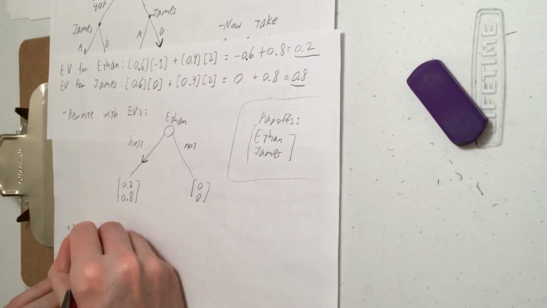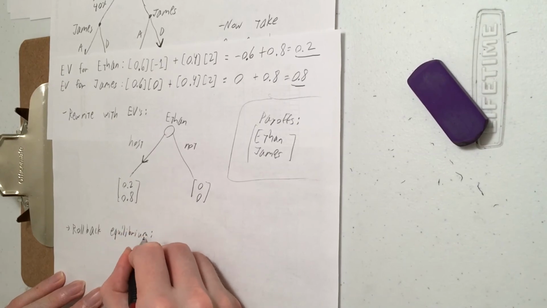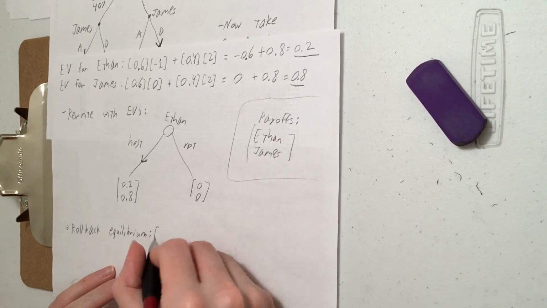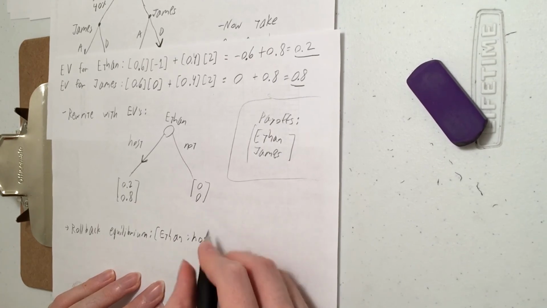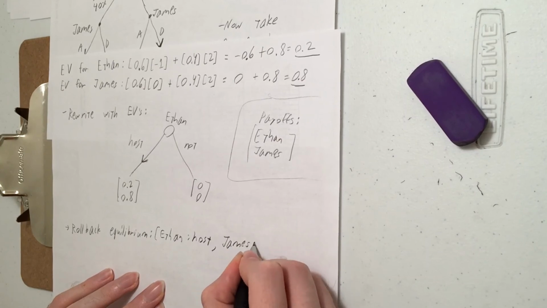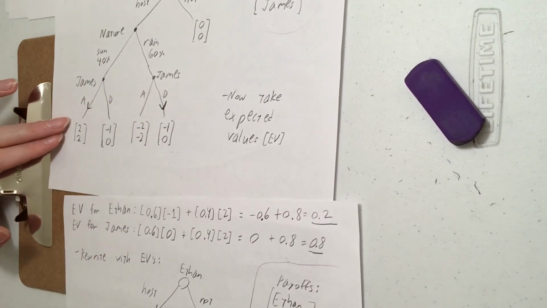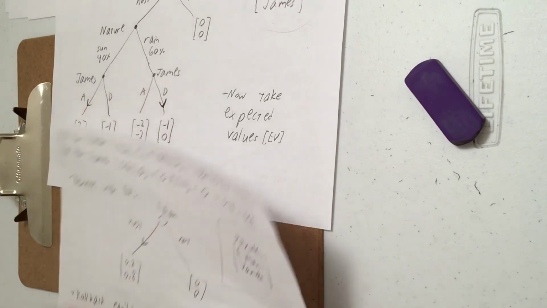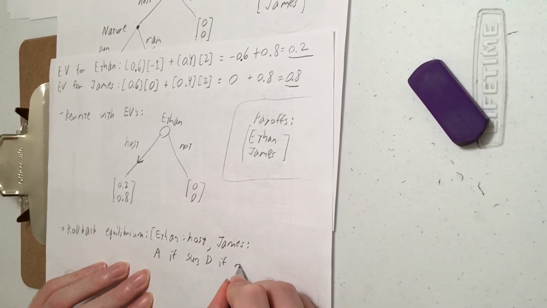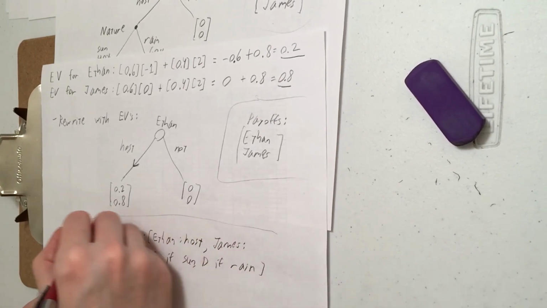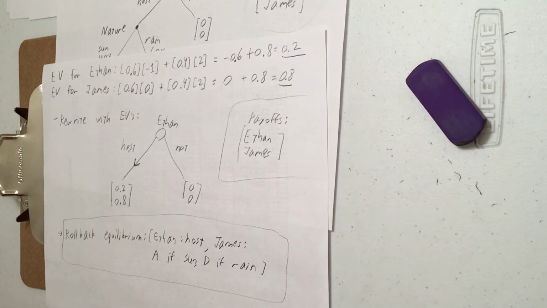So our rollback equilibrium is: Ethan has one node, and he chooses host at that node. James had 2 nodes here, one for if it's sunny and one for if it's rainy. We said James will accept if sunny, decline if rainy. So that's how we deal with uncertainty.